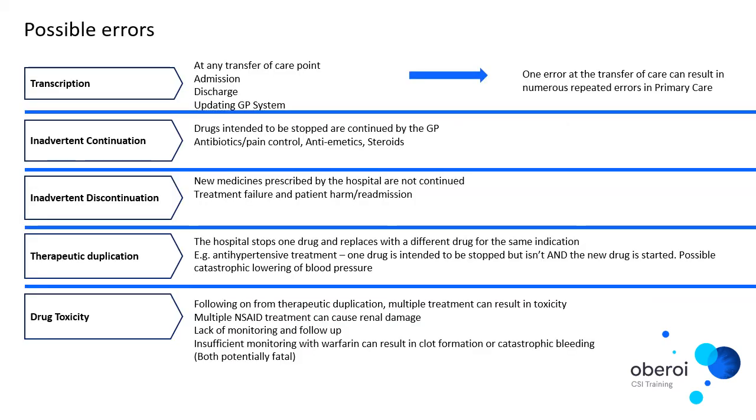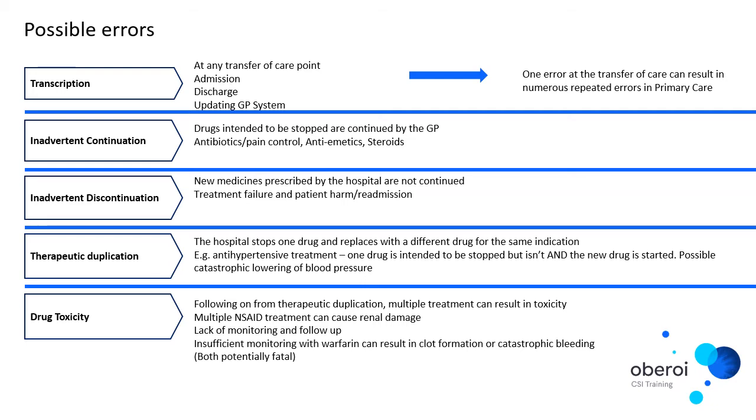So what possible errors could occur? One of the most obvious ones is a transcription error. So when you're dealing with data and it's not being put into the system electronically, this could happen at any transfer of care point: at the admission stage, at the discharge stage, and when updating the GP system. And obviously one error made at the transfer of care could result in numerous repeated errors on either way. So if there's errors in the admission data, that's going to affect the patient while they're in hospital. If there's errors in the discharge information, that's going to be fed back through to the primary care system.